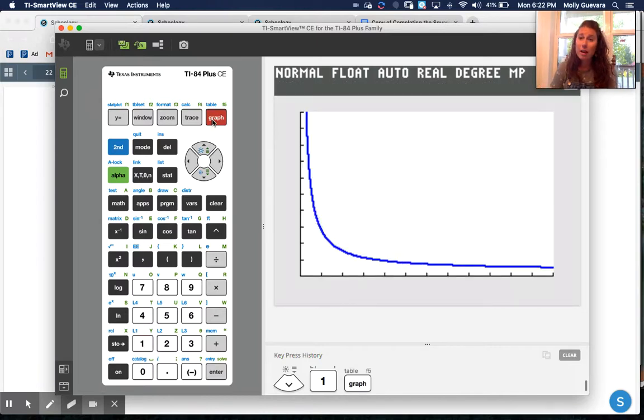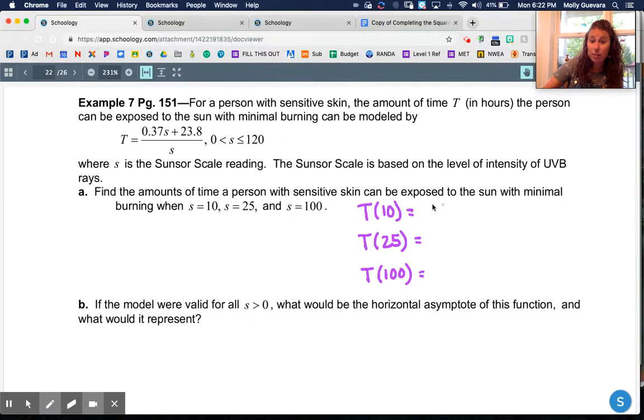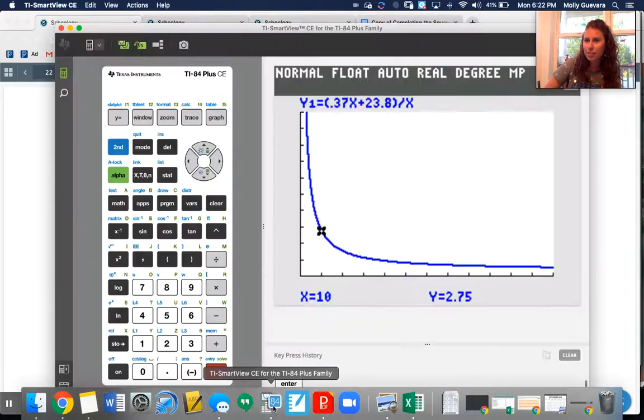So here's the graph of how long people can be in the sun. I want to know if the UV rays are only coming at me at 10 sensor scale, so value of 10, how long am I allowed to be in the sun? And the answer is 2.75 hours. So this is 2.75 hours. I think this means without sunscreen too, right?